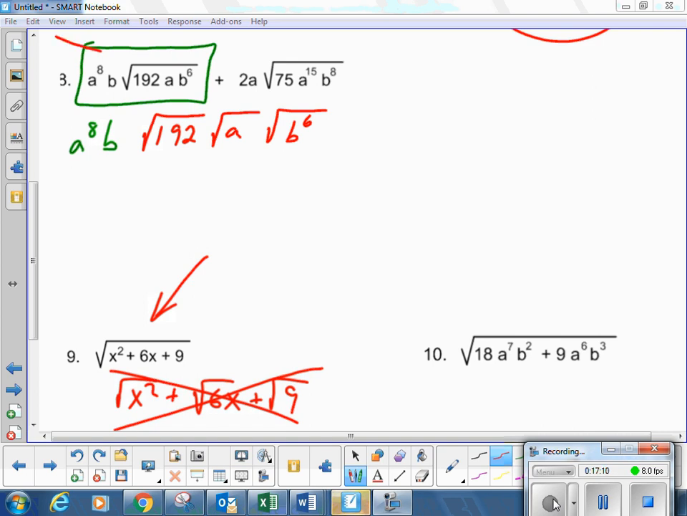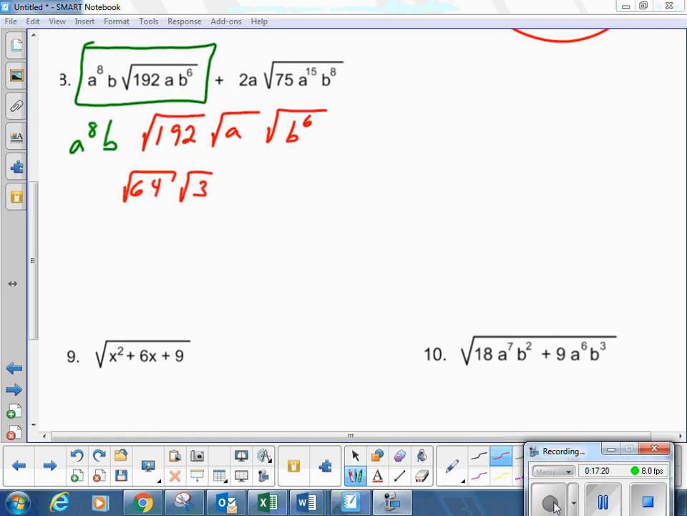Back here on number 8, these 3 pieces, the 192, the A, and the B, are connected through multiplication, and that allows me to separate into what I've written here in red. Okay, so as far as the 192, you're looking for perfect squares that go into 192. So I found that 64 works, and the reason I use that is because now the square root of 64 is just 8. Here's my radical 3. The 192 is now broken down.